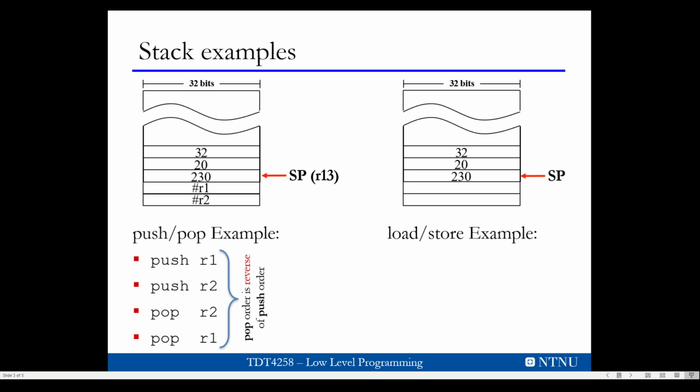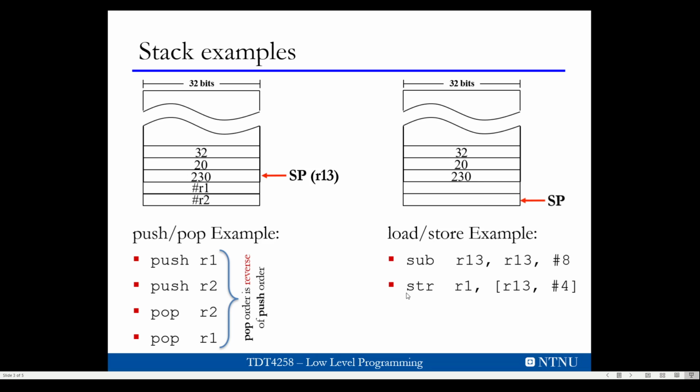So first thing we need to do is make space in the stack to store these values. For that, we will reduce the value of R13, the stack pointer, by 8 so that we make space for two 32-bit numbers there. So now we have these two locations available to us.